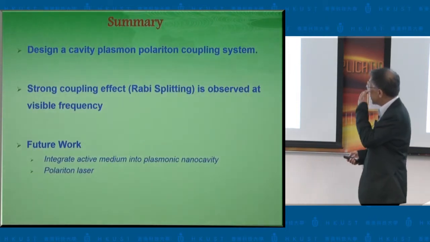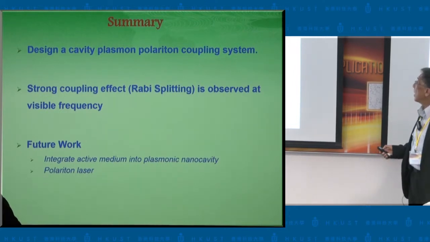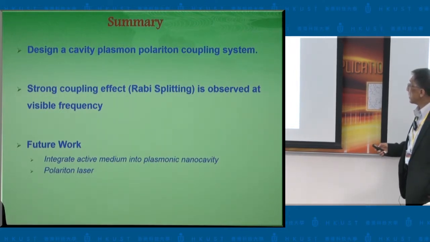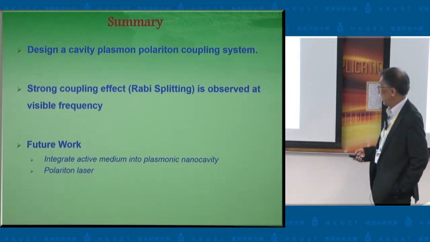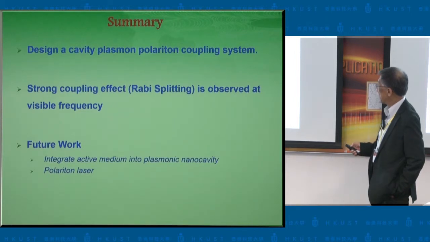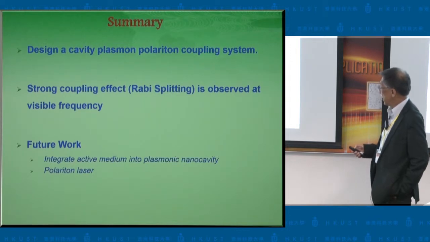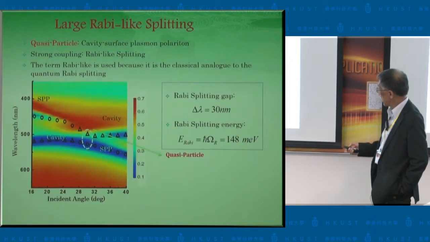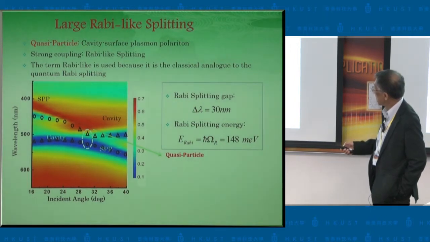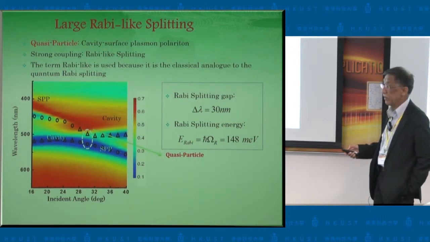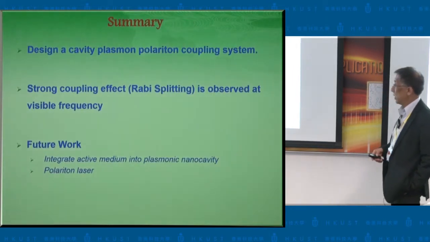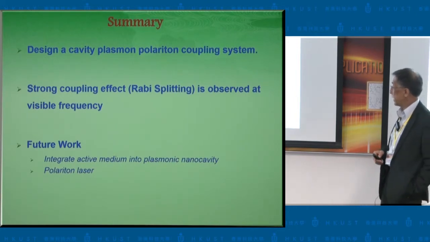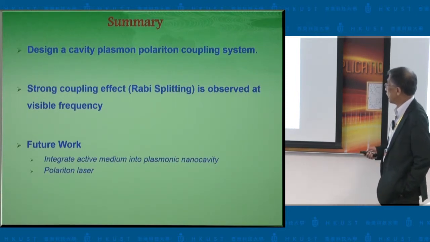So summarizing that, we have designed a coupling system coupling the cavity to the surface plasmon, forming a cavity plasmon polariton, and this has a very strong coupling effect leading to Rabi splitting. That in fact is observed, as I just switch over here, at about 500 nanometers, which is in the visible. So that could allow us to have some potential application in the visible or optical range.